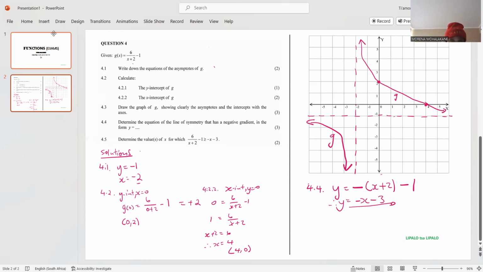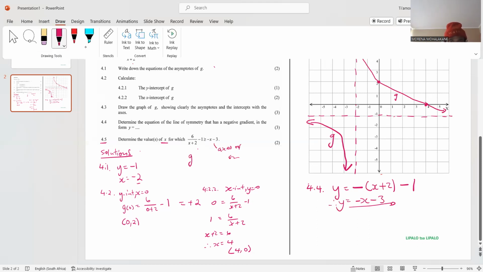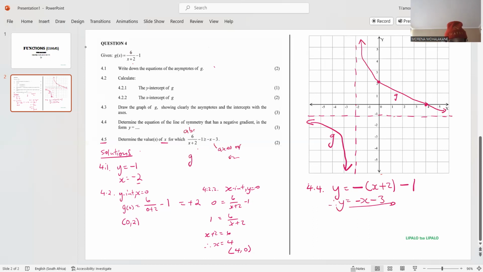And then the fifth question is to find the values of x for which g is greater than or equal to negative x minus 3. This is the axis of symmetry, right? This is the function. So I'm going to look where the function is what? Above. Right here, this one has to be below.